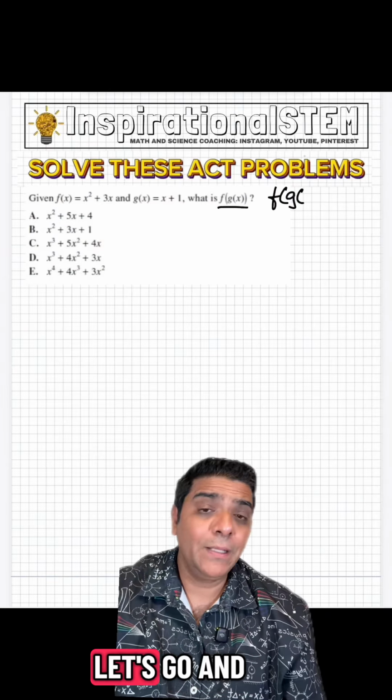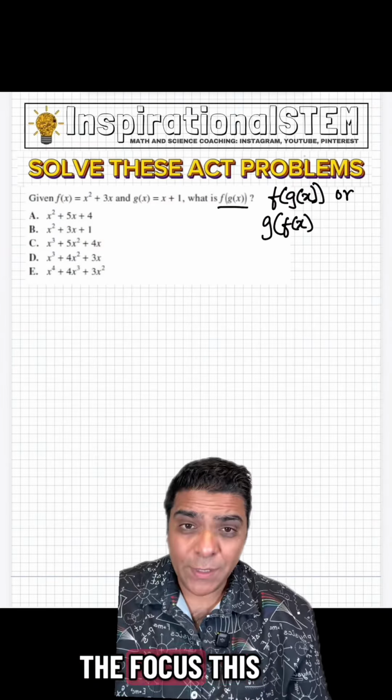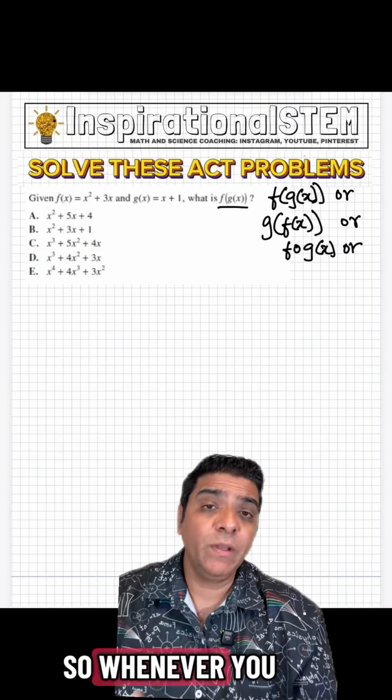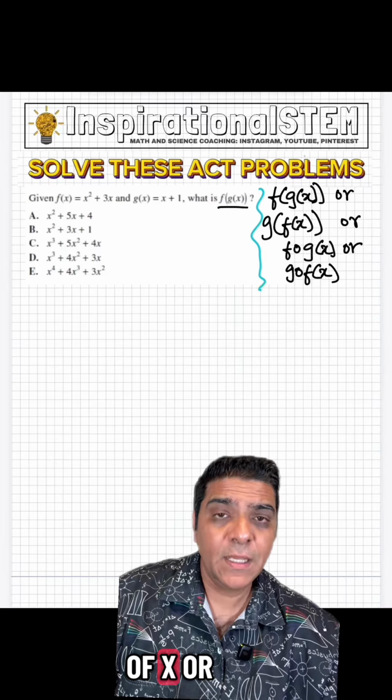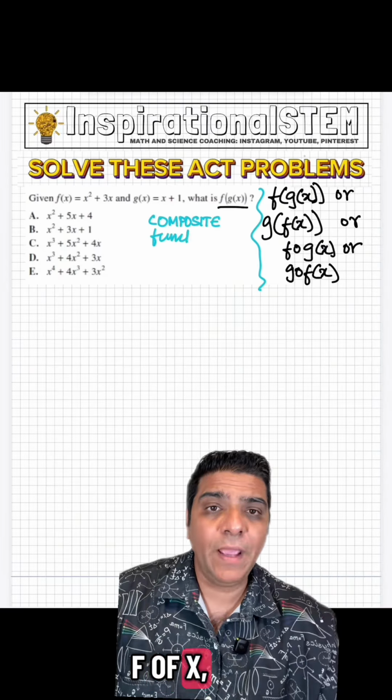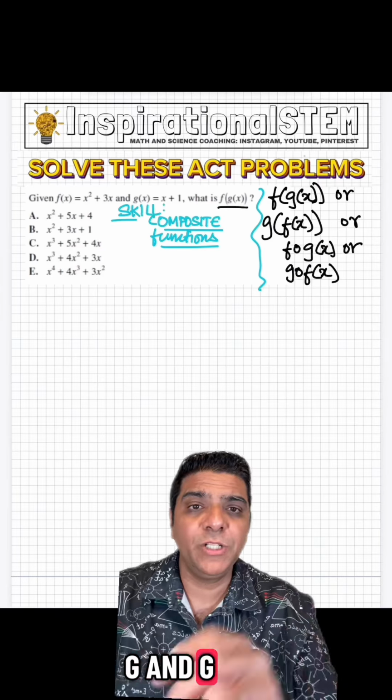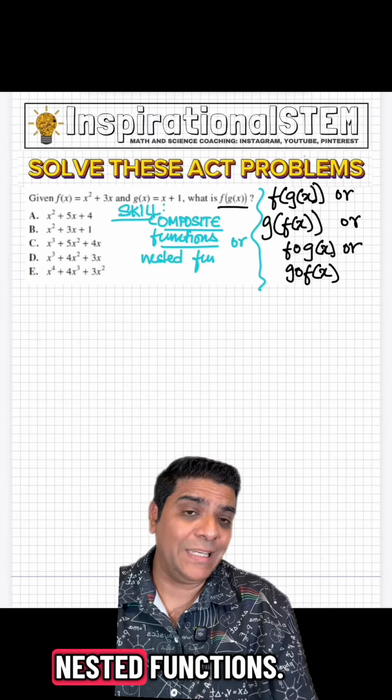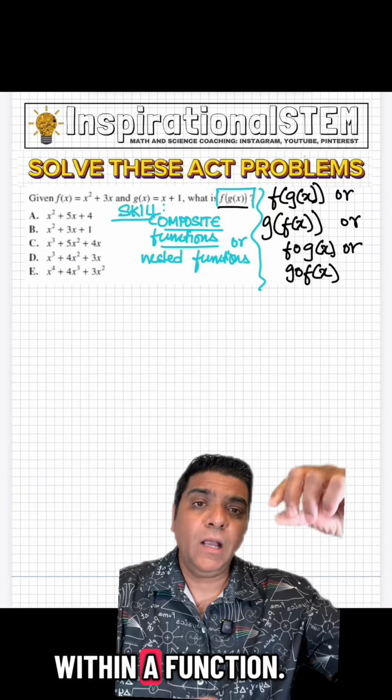Hi everyone, welcome. Let's go and solve this ACT problem. The focus this time being on composite functions. Whenever you see something like f of g of x, or g of f of x, or you see this degree sign between f and g, those are composite functions. Those are nested functions, so the functions within a function.